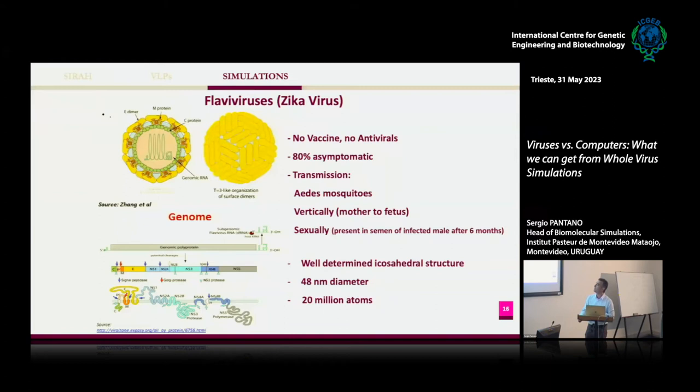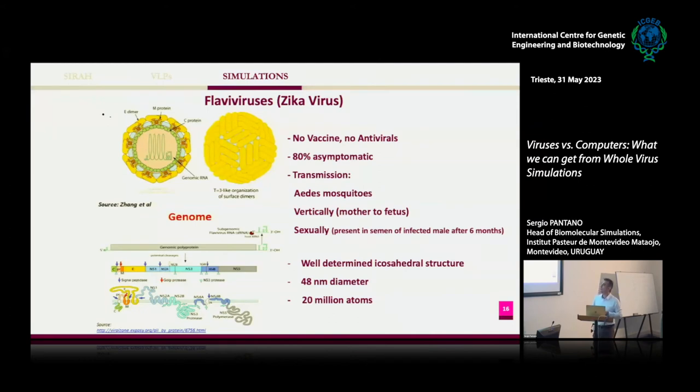There are no specific antivirals. Most people are completely asymptomatic. And what triggers some alerts is that, besides being transmitted by mosquitoes, it is transmitted vertically from the mother to the fetus and also sexually. It has been reported that it can remain for up to six months in the semen of infected individuals. So if you put together that most people are asymptomatic, and that you can have the disease for many months after that, then it's potentially very, very dangerous.